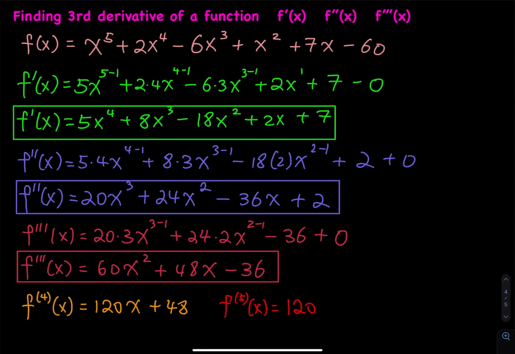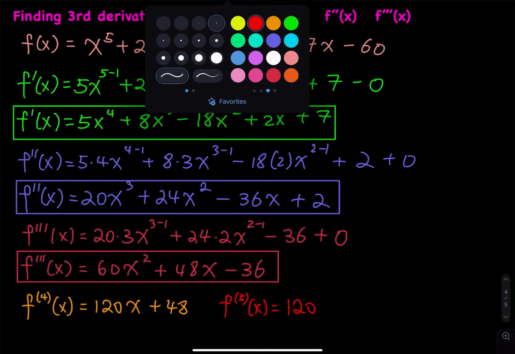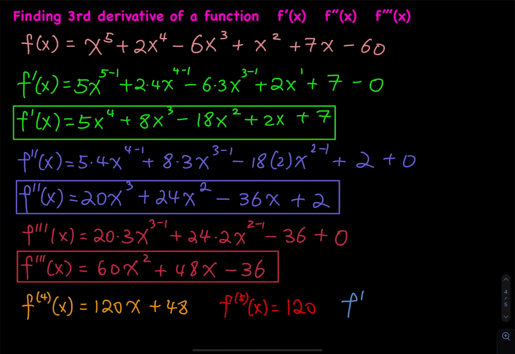All right. And then how about the sixth derivative? So the very last one, the sixth. The sixth derivative, do we still have any more value? The answer is no. The derivative of 120 is equal to 0. So the sixth derivative, let's make that look like a 6, so 6 in parentheses, is just equal to 0.